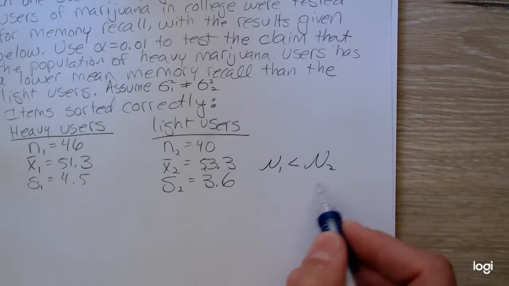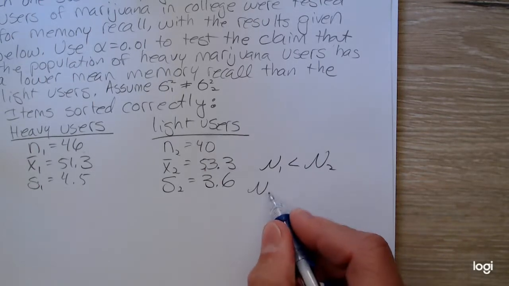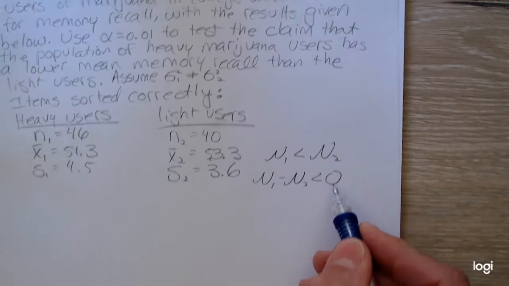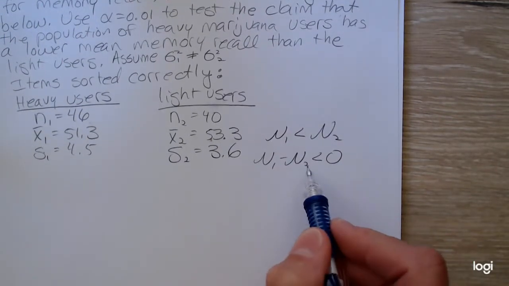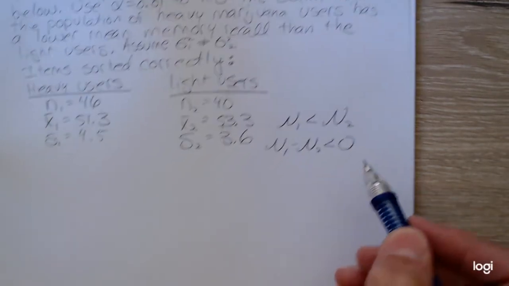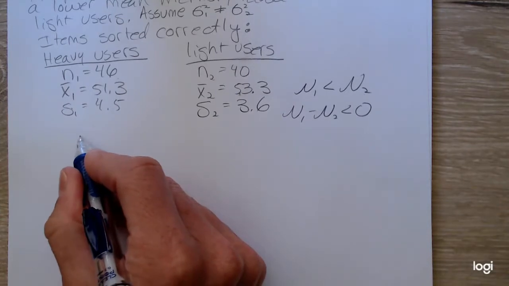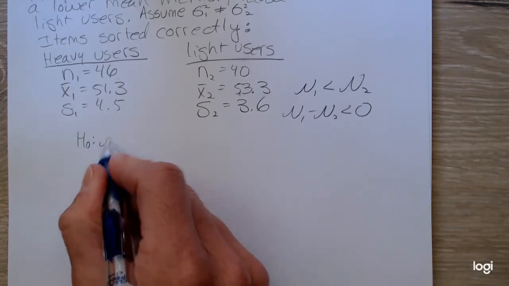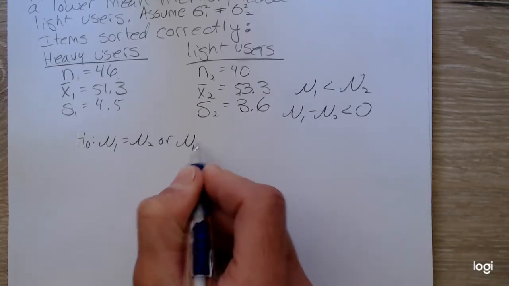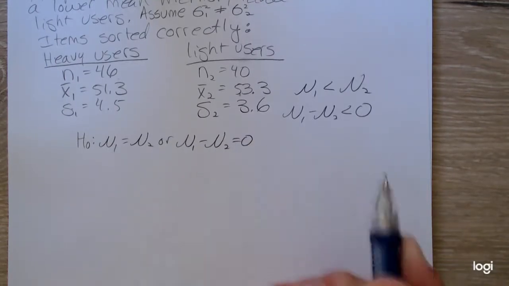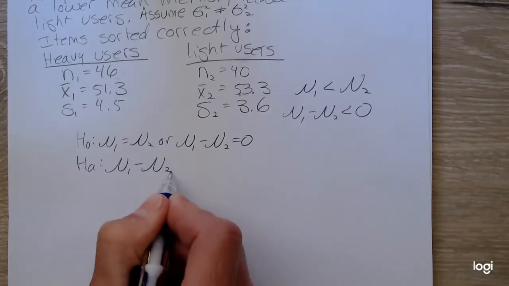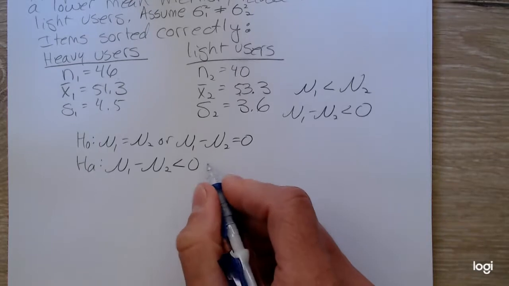So I can move mu sub 2 over to the other side using subtraction, and I'll have 0 on the right side. Because this does not contain the case of equality, this is my alternative. So my null statement is that mu sub 1 is equal to mu sub 2, or mu sub 1 minus mu sub 2 is equal to 0, versus mu sub 1 minus mu sub 2 is less than 0. This is the claim.